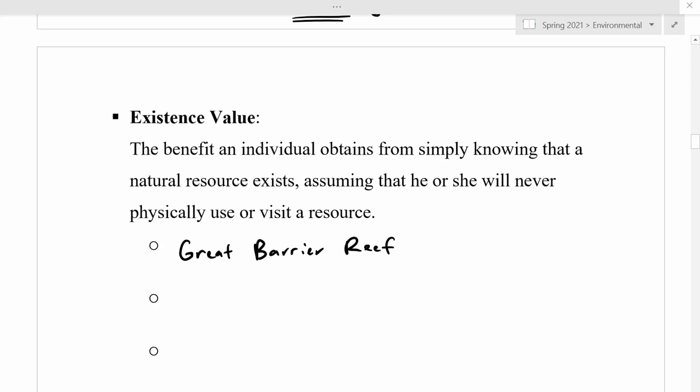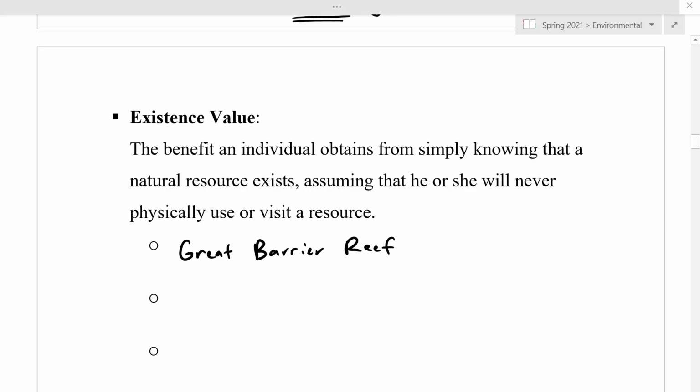I may never think I'll go to the Great Barrier Reef, and maybe I'm also never gonna have kids, or I don't care if my kids go see the Great Barrier Reef. But I still might place a value on the Great Barrier Reef just for the fact that it exists and I care about it. Just this existence, knowing that it exists, can still provide me benefit.